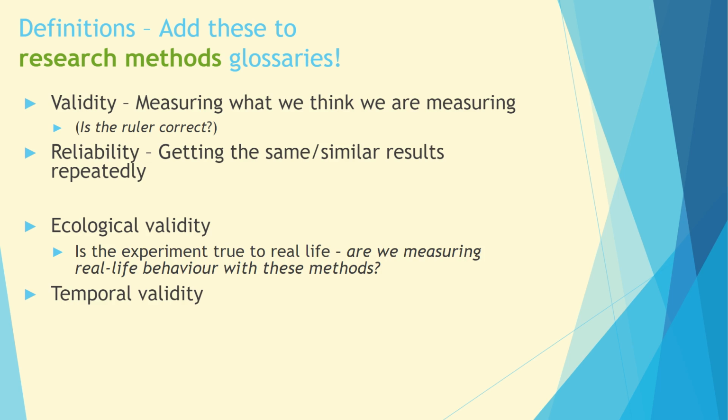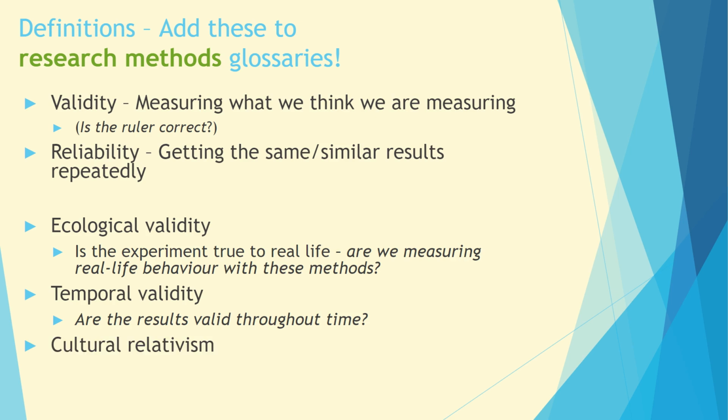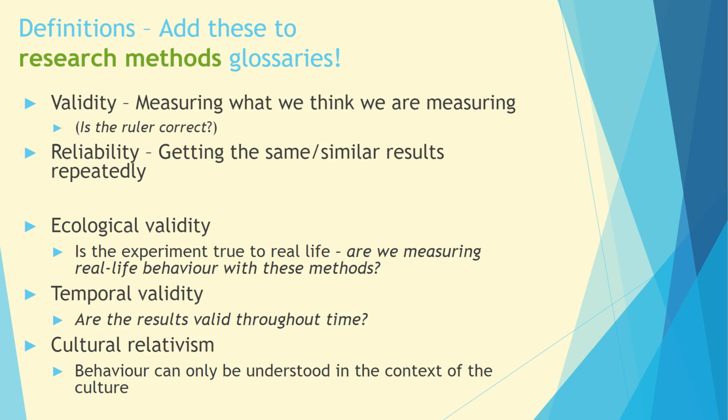We can also talk about temporal validity, which is essentially, are the results valid throughout time? Are we measuring true human behavior as a universal rule, or are we just measuring behavior that happened, say, back in the 1950s, which is when Ash's research took place? We also need to consider cultural relativism, which is the idea that behavior can only be understood in the context of the culture. Ash's research used only American participants, and we have to consider how conformity might look different in other cultures, particularly collectivist cultures.